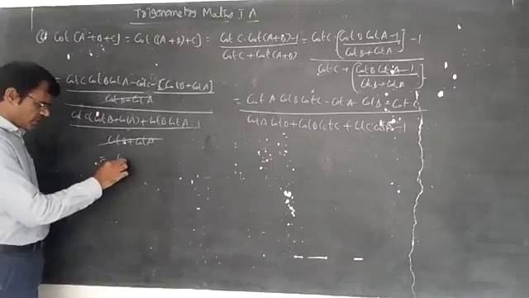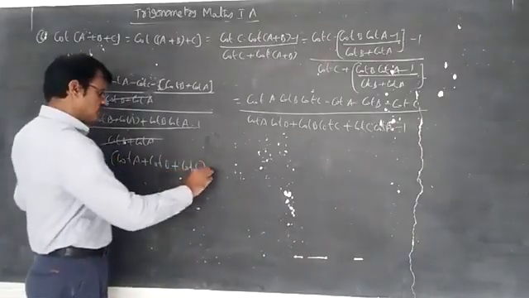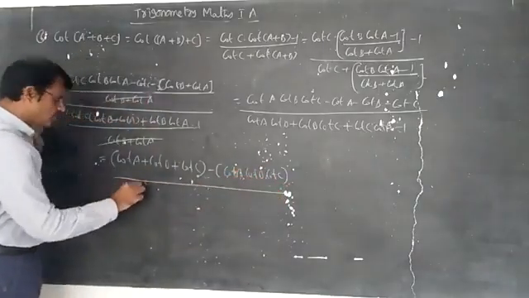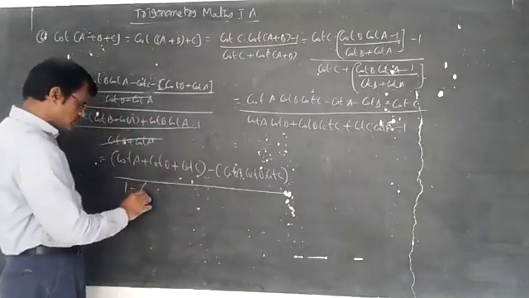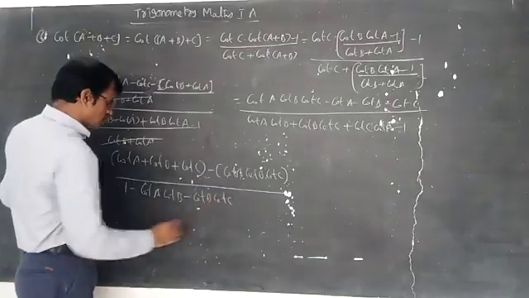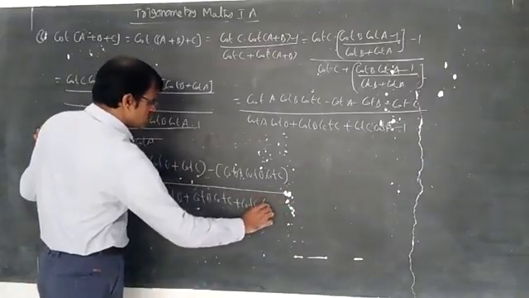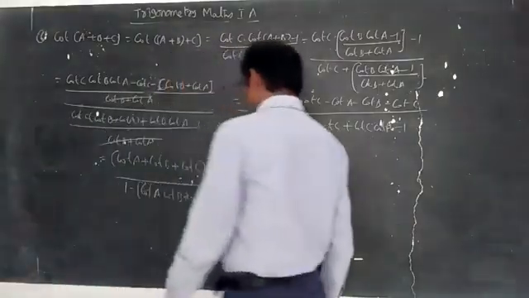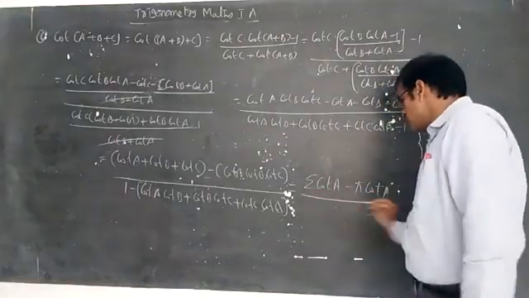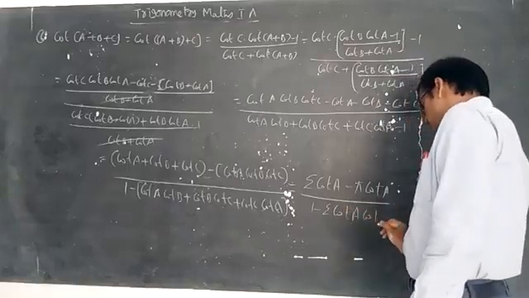If you take common in numerator minus and plus, it becomes cot A plus cot B plus cot C minus cot A into cot B into cot C, whole by 1 minus, minus becoming plus, plus becoming minus. 1 minus of cot A cot B plus cot B cot C plus cot C cot A. This one you can write as sigma cot A minus pi cot A by 1 minus sigma cot A cot B.